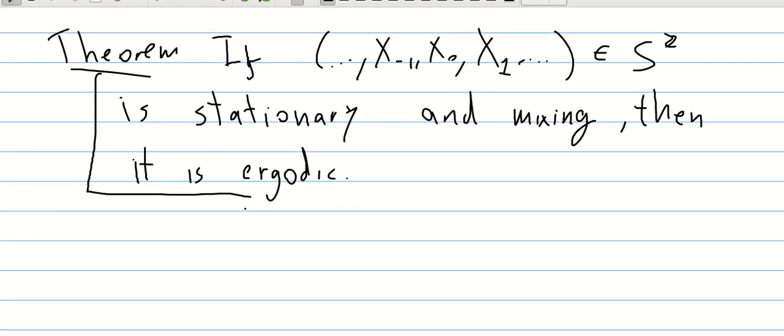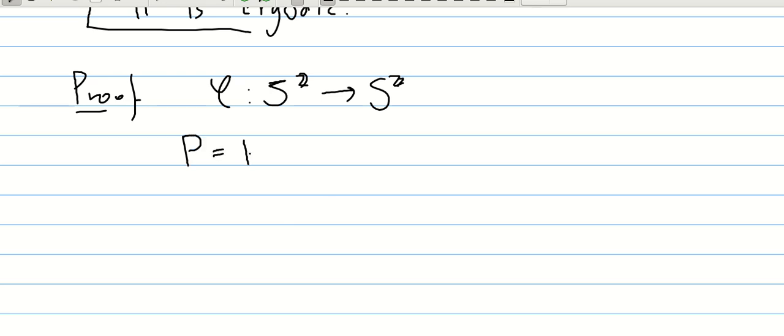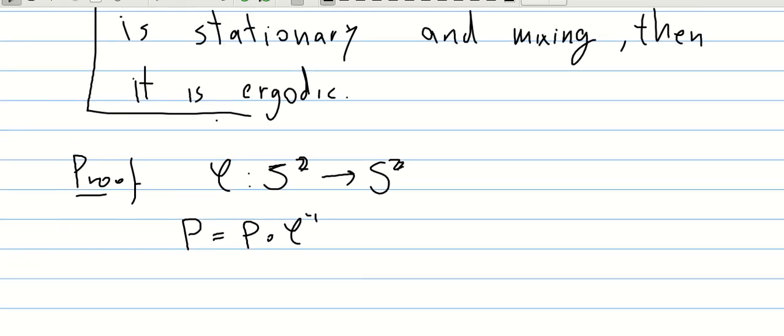So let's see how the proof goes. Here you see we are assuming some sort of independence and we're trying to extract the ergodicity. So let us denote by phi again the shift that goes from S to the Z to itself. And we recall that the measure, the distribution of X, right, that we denote by P, is invariant with respect to the shift. So this is this stationarity.